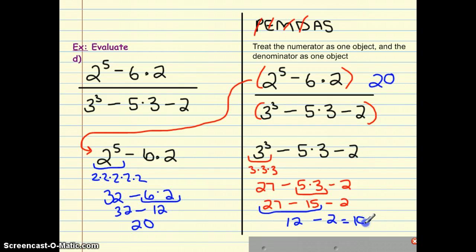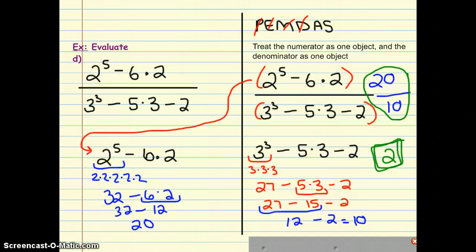But we're still not quite done, because this 10 is our denominator. So coming back to the top, we still need to finish simplifying right here. 20 over 10 is 2, and that is my final answer.